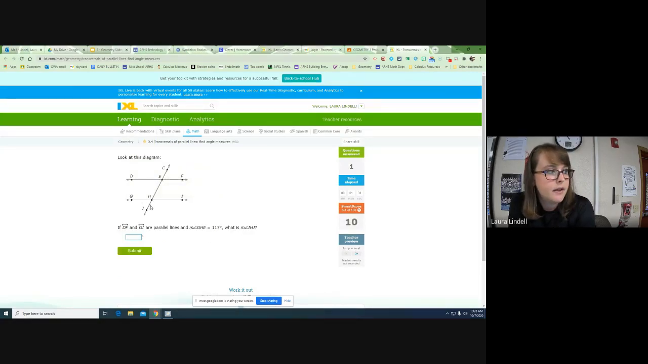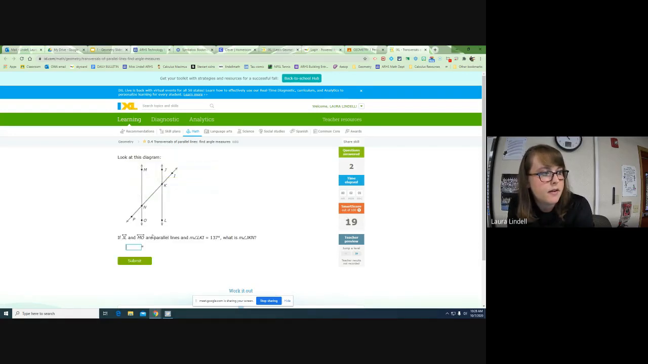Okay. Here's another one. It says GHE, so this angle right here by the letter H, is 117 degrees. What is the measure of angle IHJ? That's this one right here. And their relationship is just that they're vertical angles. And we know vertical angles are equal. That would be another one that's 117. Those are the same.